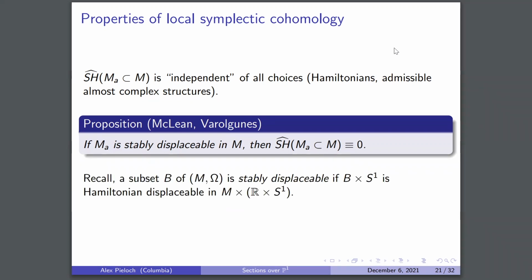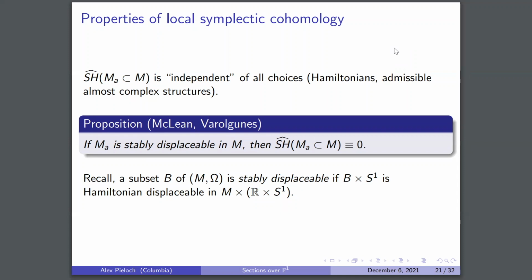Maybe I'll just briefly recall, a subset is stably displaceable if its product with the circle inside of the product manifold M with the cylinder is actually Hamiltonian displaceable. If you haven't seen this, when you product with the circle, you can always just slide it up in the annulus. And so you've topologically killed all obstructions to displaceability, and you're just left with the dynamical obstructions.